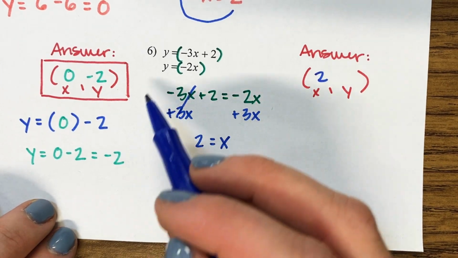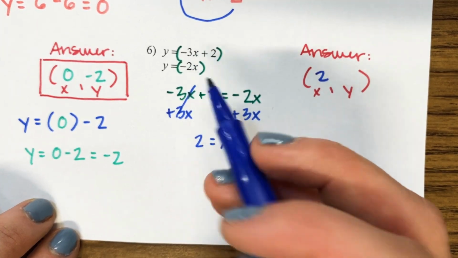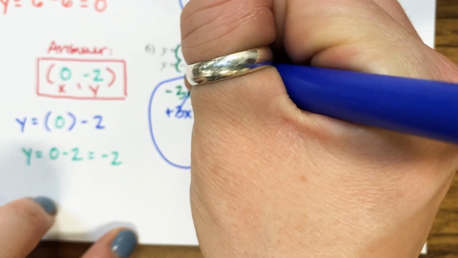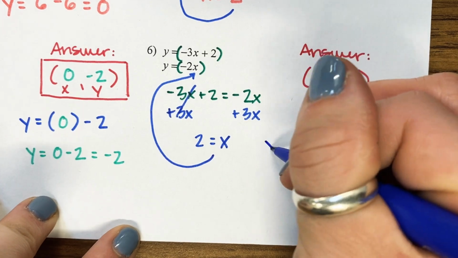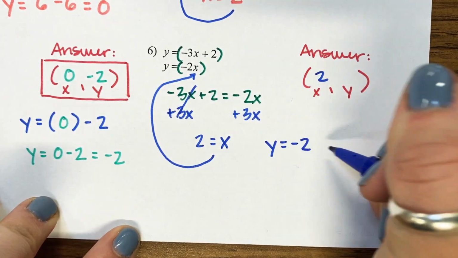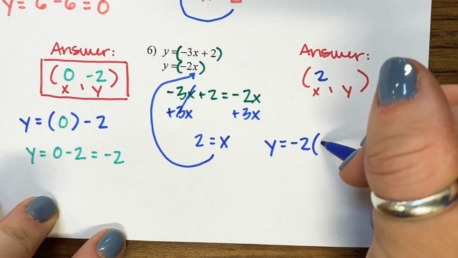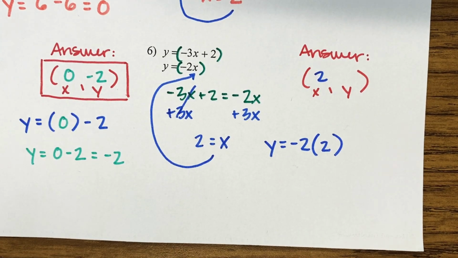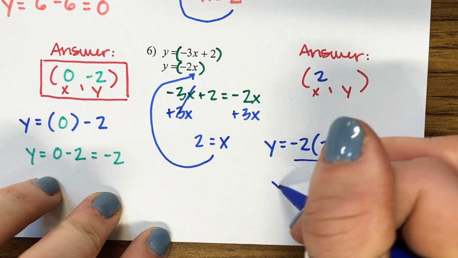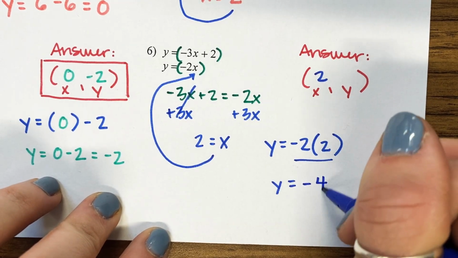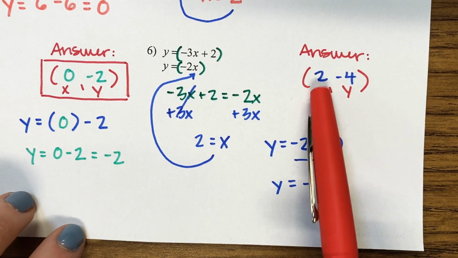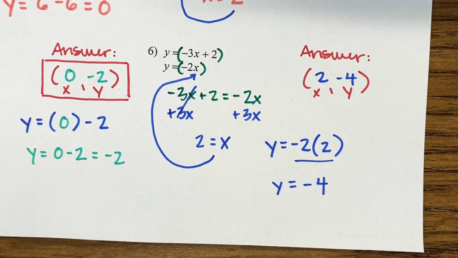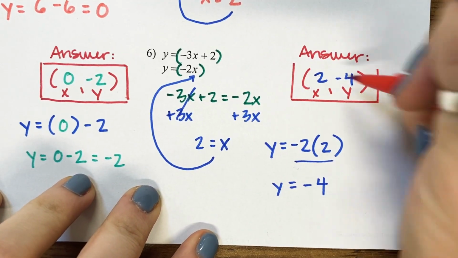Okay, so now we can use this to substitute it wherever we see an x. You can choose top or bottom. I'm personally going to choose the bottom. Okay, so right there, I'm going to plug in 2. So y equals negative 2 that was already there, multiplied by positive 2. Okay, and what is negative 2 times 2? We get negative 4. So our final answer, 2 we found for x, and negative 4 we found for y. So final answer, (2, negative 4).